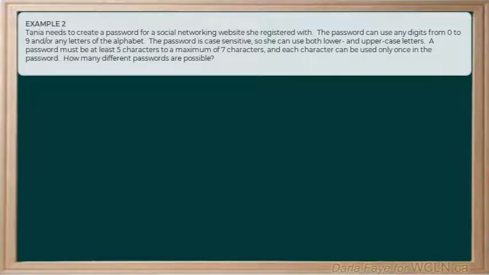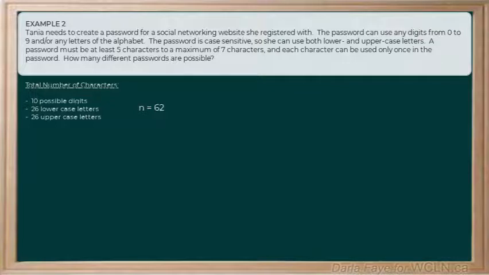Let's start by determining the total number of possible characters that Tanya can choose from to create her password. It says that we can use any digits from 0 to 9, so that's 10 possible digits. And then we've got 26 letters in the alphabet. Now, it also says that we can use both upper and lowercase letters. Those are distinguishable to the social networking website. So we can use 26 lowercase letters and 26 uppercase letters. That gives us a possibility of 62 characters to choose from. That means that our n value is going to be equal to 62.